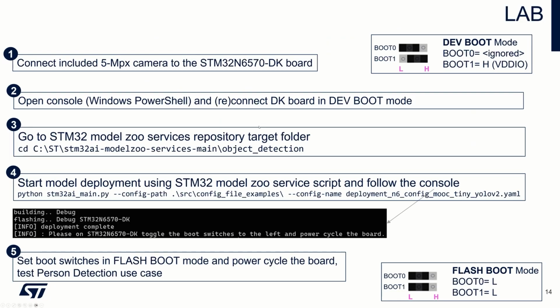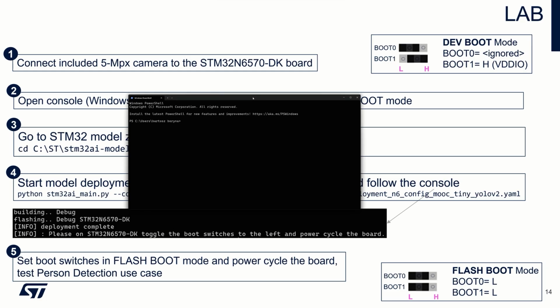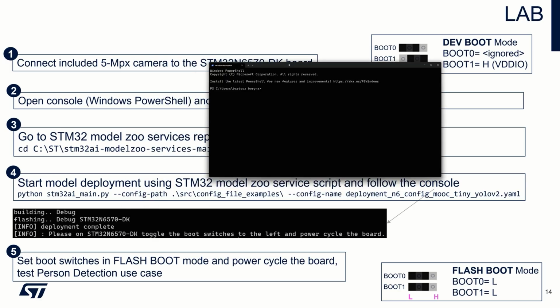Let's start the deployment script. So first, as already mentioned, we need to connect the camera to the discovery board. Then we need to open the Windows PowerShell console. Our board is set in development boot mode, as you can see on the slide. So I'm starting the script.